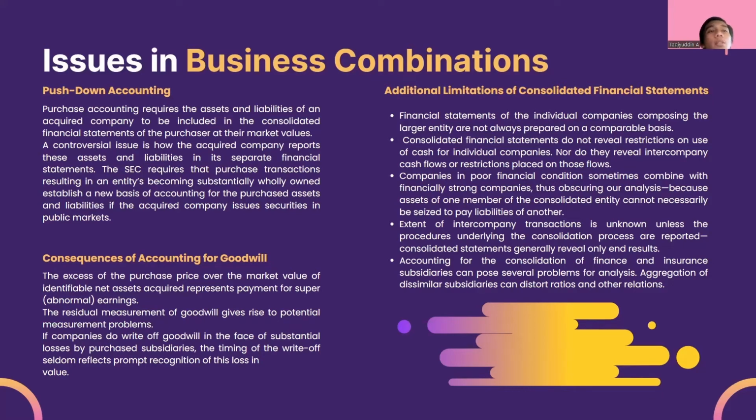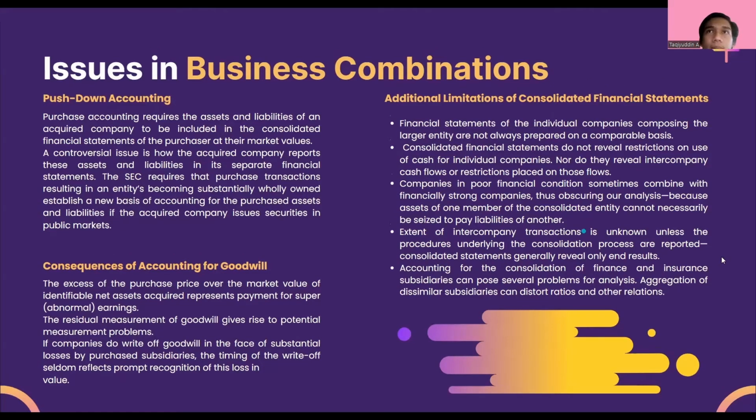And if companies do write off goodwill in the face of substantial losses by purchased subsidiaries, the timing of the write-off seldom reflects prompt recognition of this loss in value. An additional limitation of consolidated financial statements is that the financial statements of the individual companies composing the larger entities are not always prepared on a comparable basis.